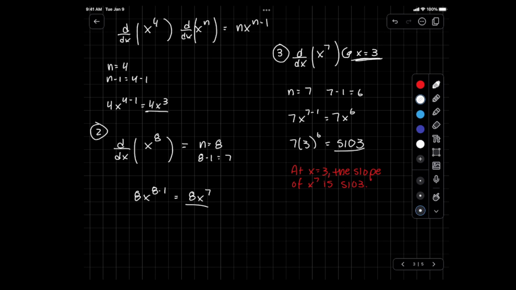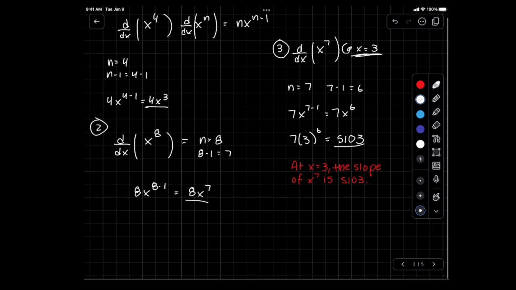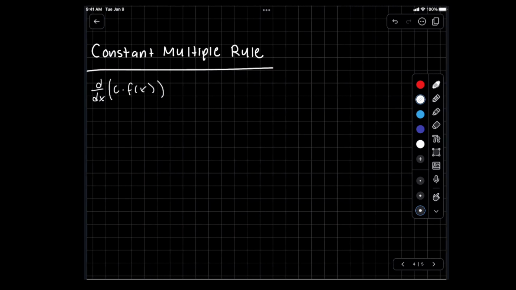But how are we going to solve these? So another rule that we're going to want to use is the constant multiple rule. So this defines, let's say, the derivative of c times a function, where c is a coefficient, some kind of constant, 1, 2, 3, whatever. So we can actually take the constant out and take the derivative separately of the function. So these two are exactly the same.